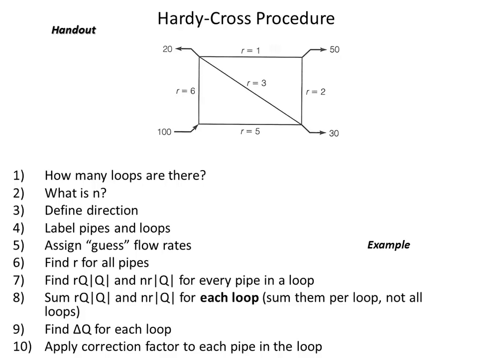Okay. What's the N value for each of those? We're using an N value of 2 for all of them since it's the Darcy-Weisbach equation. The R value for those pipes is 6, 3, and 5. That's off of the figure.